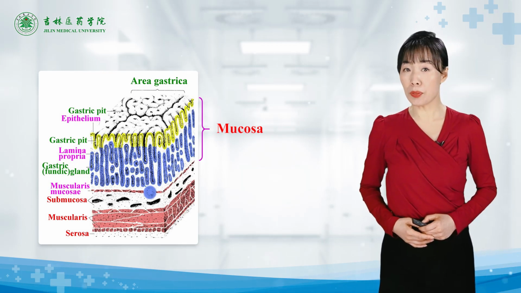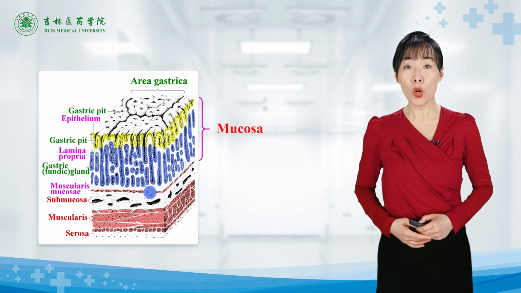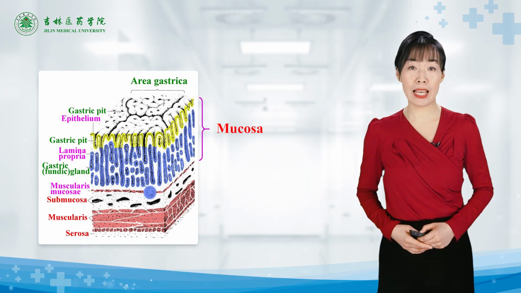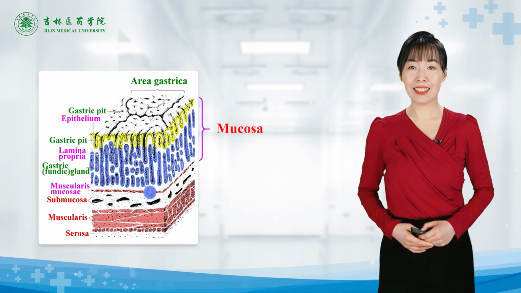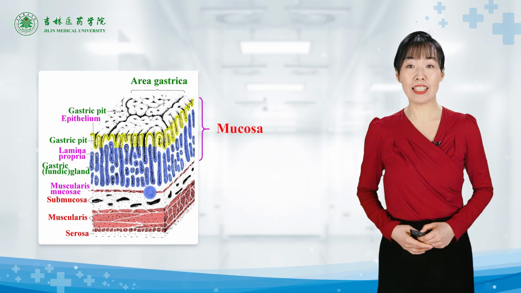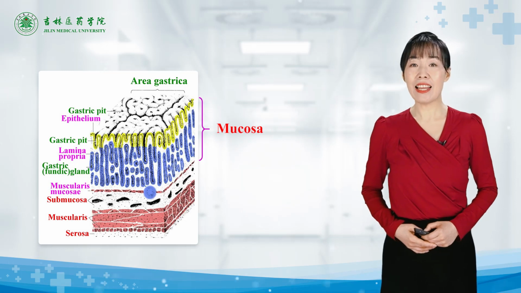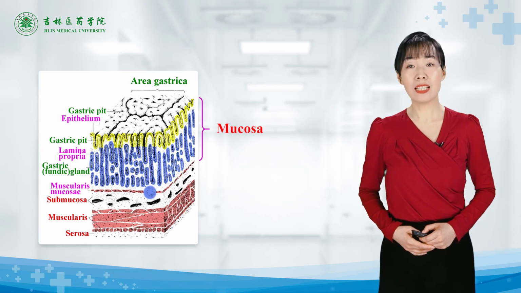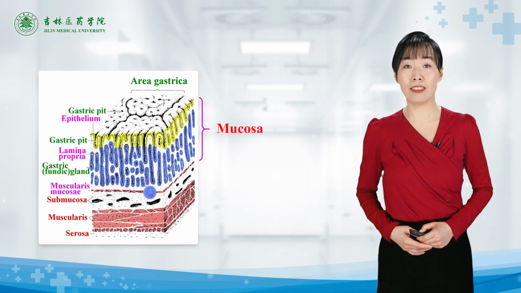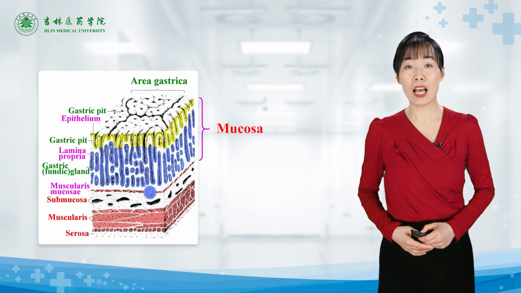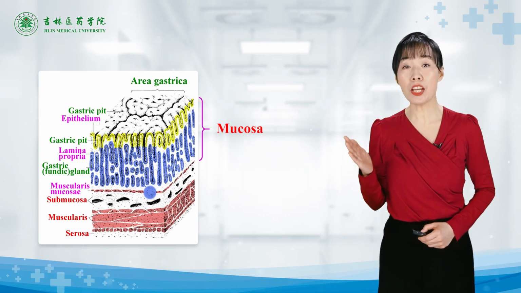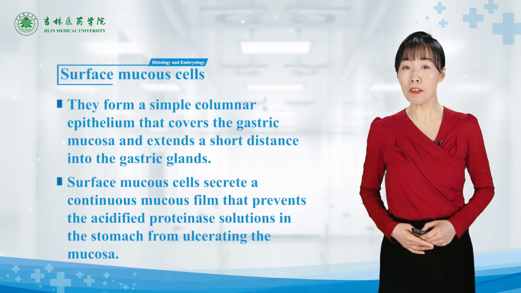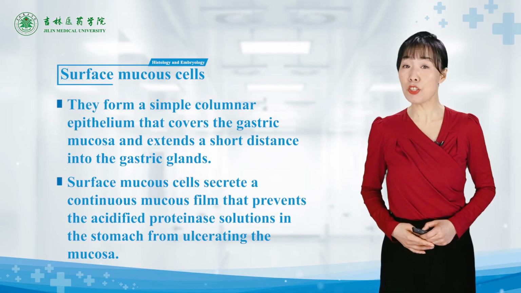The lamina propria is composed of loose connective tissue, interspersed with smooth muscle and lymphocytes. Gastric glands fill the lamina propria in the fundus and body of the stomach. Branched tubular gastric glands, three to seven of them, open into the bottom of each gastric pit. We mainly learn the surface epithelium and gastric glands.